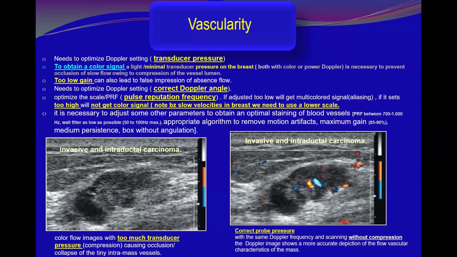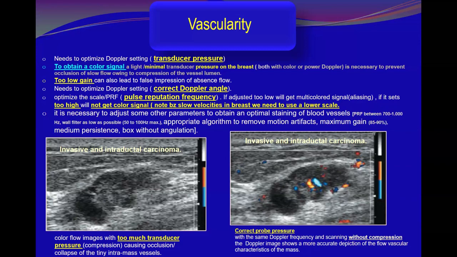Another thing that we have to optimize is the scale or the pulse repetition frequency. And regarding the scale, it has to be adjusted so as to avoid aliasing and to get a good signal. If the scale is set too high, it will not get signal. Why? Because the breast has small vessels with slow velocities. So we need lower scales.